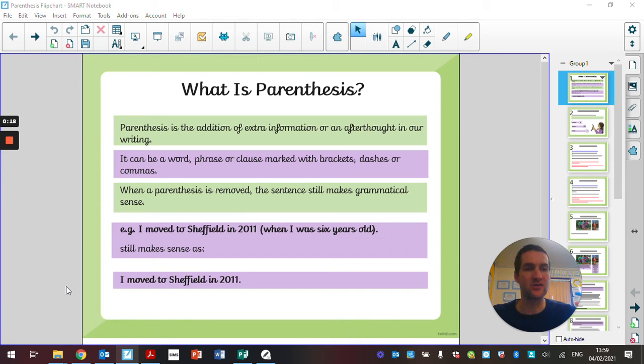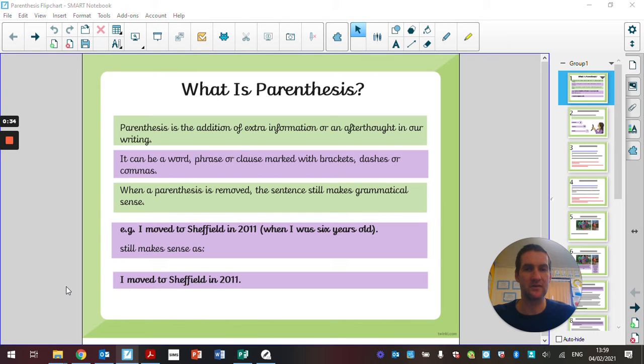When we mention it within class and we say parentheses, lots of you say, oh, brackets, dashes, adding extra information. Things like that, which is absolutely correct. Grammatically, for year 6, we call this parentheses. So let's have a look to see what it is.